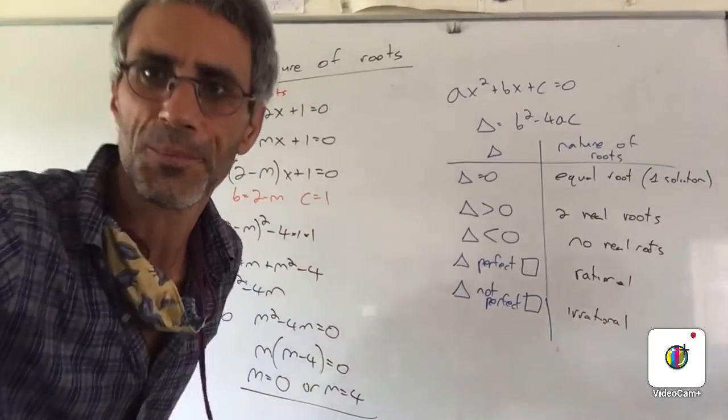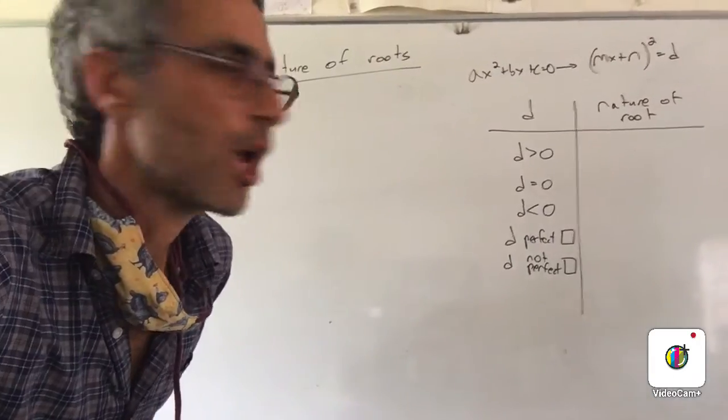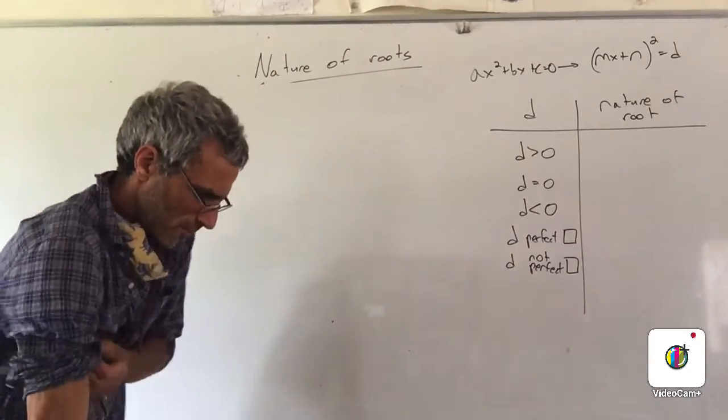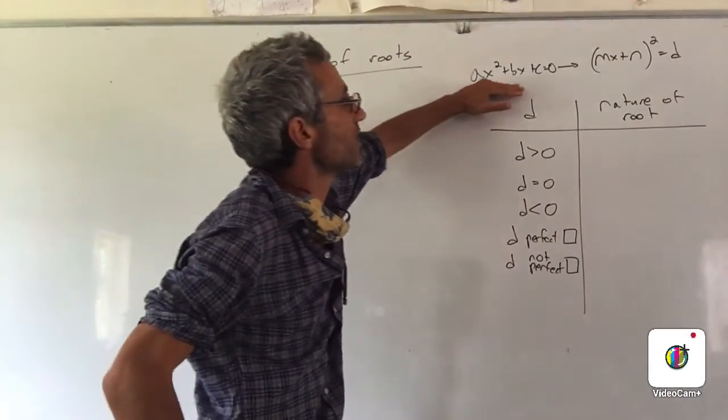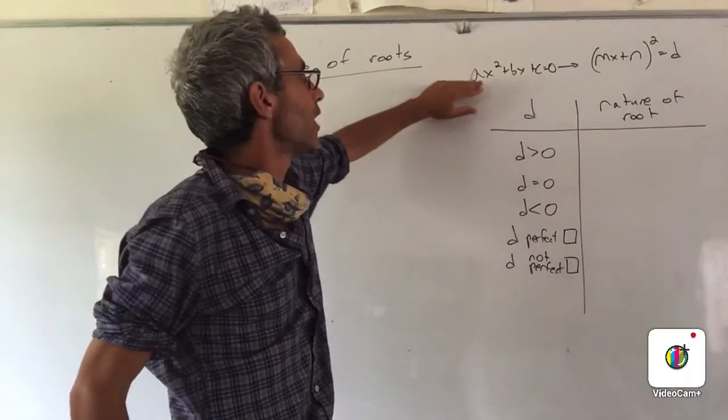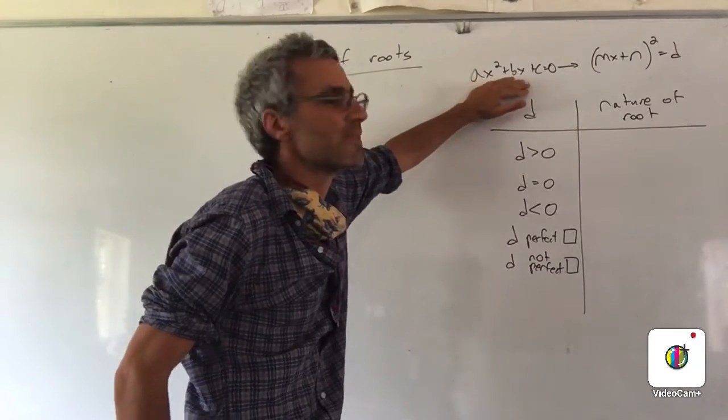I'm going to pause here. Okay, guys, we're moving on. So far we looked at quadratic expressions that looked like this: ax squared plus bx plus c.